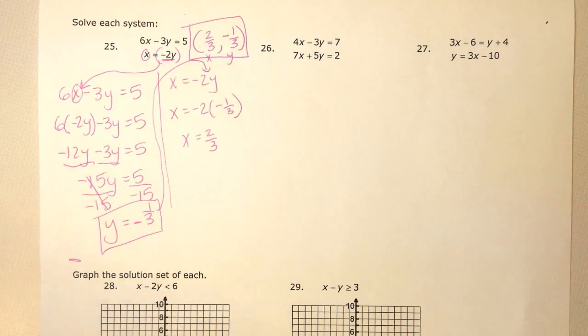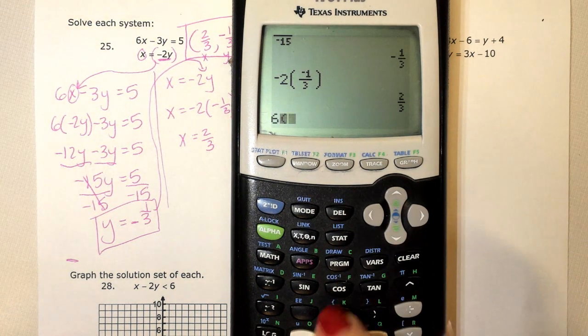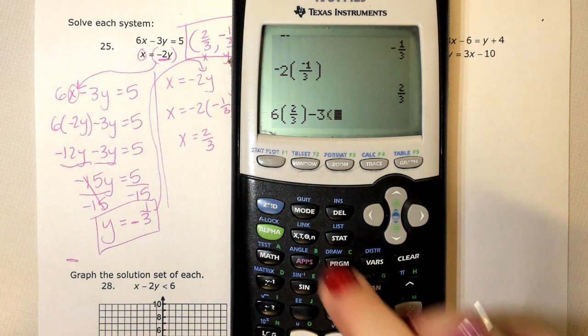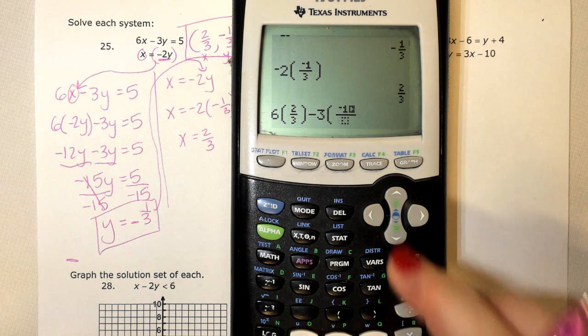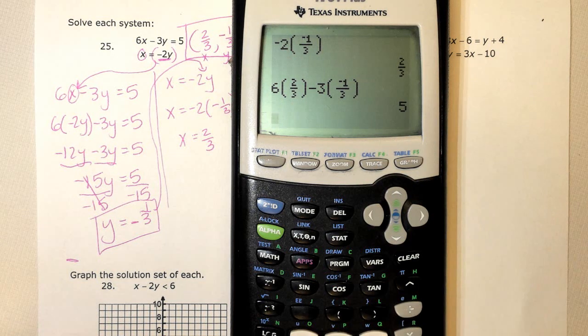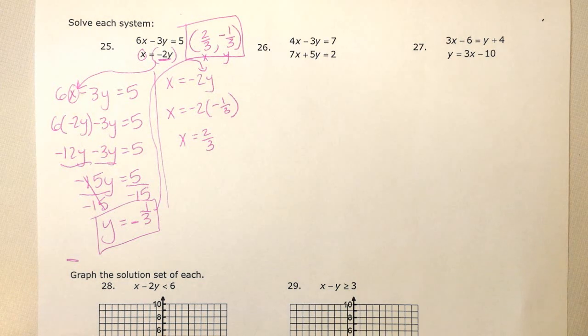But I can plug it into the first equation, 6, and instead of x, I'm going to type alpha y equals enter 2/3, because that was my x, minus 3 times alpha y equals enter negative 1/3. And when I press enter, it should equal 5, and it did, so there's my answer. I'm done. I did it correctly.